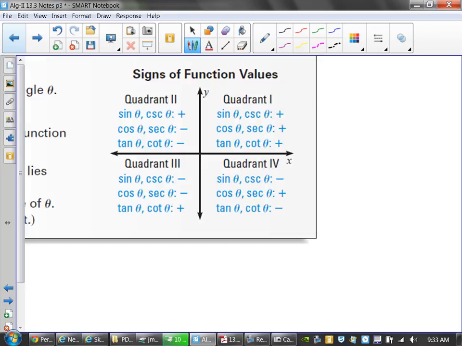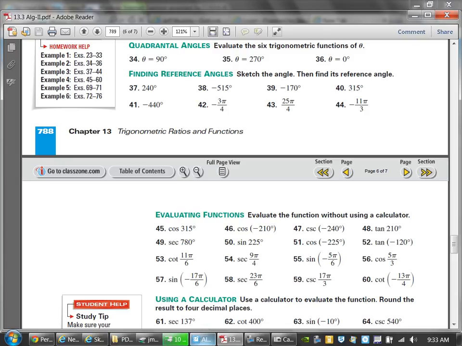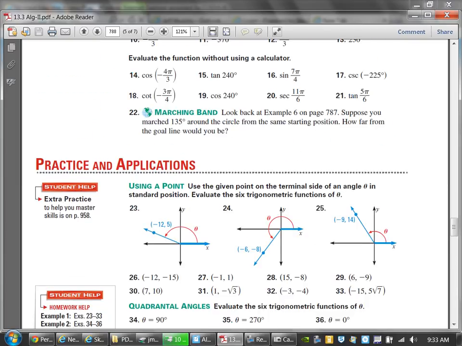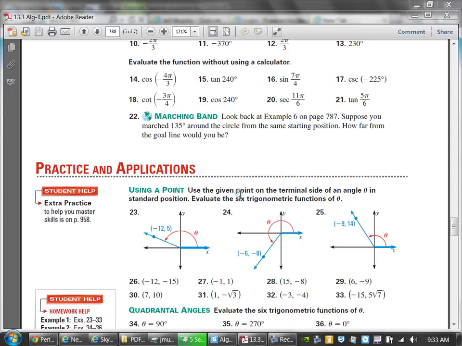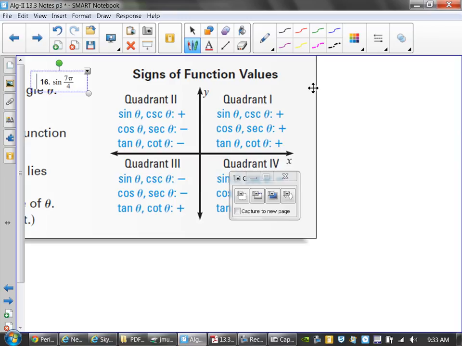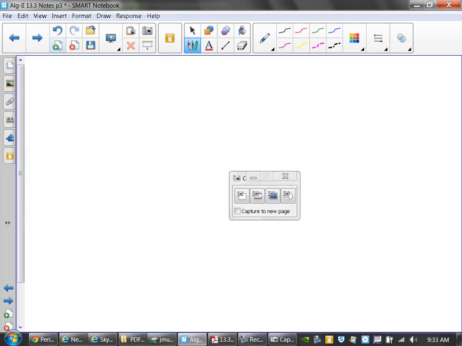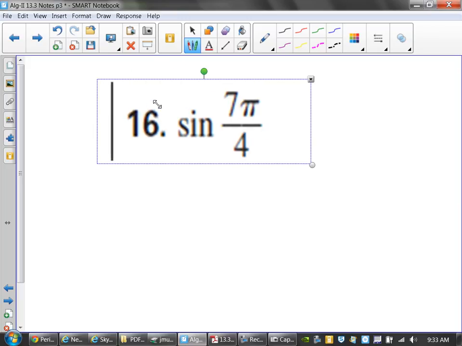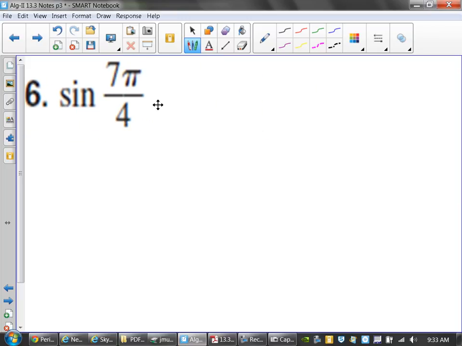So, what is this getting us to be able to do? It's going to allow us to do this. We're going to do that without a calculator. You don't need a calculator today. Which means we need to work on our unit circle, which means we have to build our reference angles. Here's what we do.